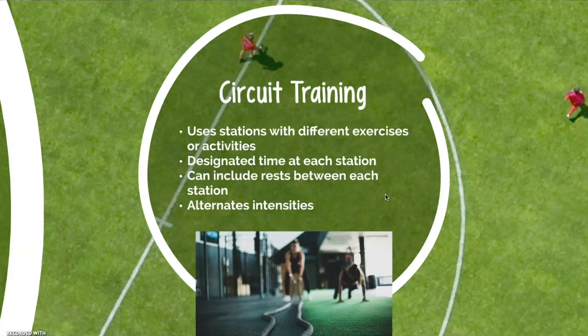Second last, we have circuit training. This uses stations with different exercise or activity. There is a designated time at each station, and rest and intensities can vary. To make this more aerobic, your rest time will be lower, your intensity will be medium or high, and your time designated at each station will be longer.